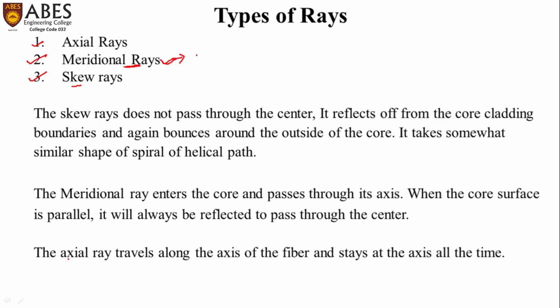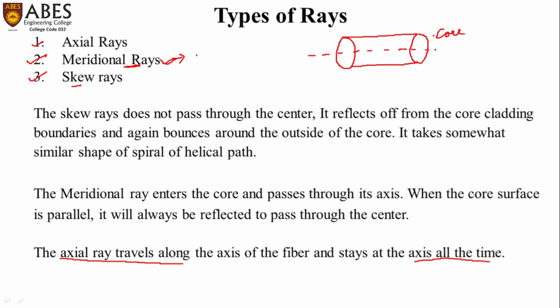Axial rays are the simplest form of ray, and they travel along the axis of the fiber and stay along the axis all the time. That means if we consider this is our optical fiber core, I am drawing only the core structure here, and this is the fiber axis. The ray which is traveling along the optical fiber axis, or parallel to the optical fiber axis, is called the axial ray.